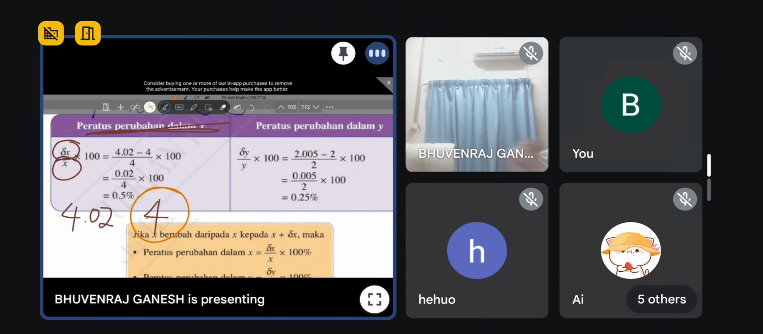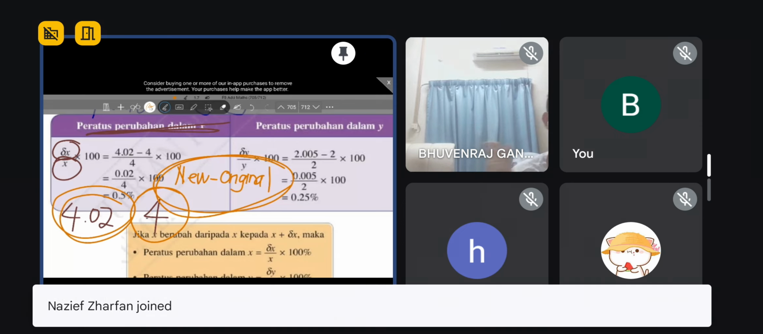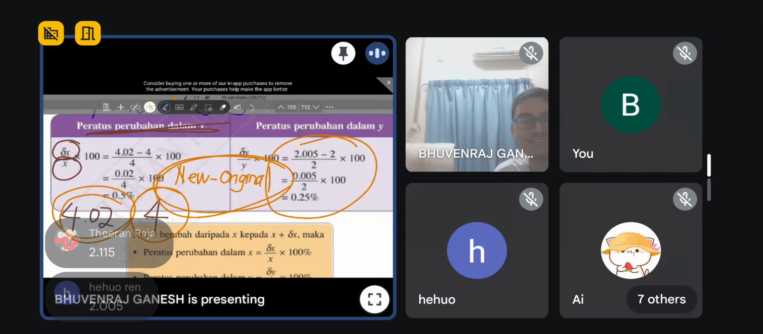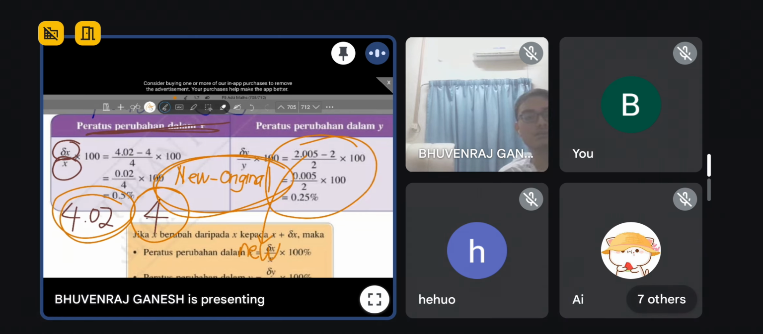4.02 minus 4. Remember, the concept is we always take the new minus original. This is the concept. Yang baru tolak asal. No matter what is the value. Tak kira nilai dia lebih rendah atau lebih tinggi. Okay, this is the concept. Always remember this. So means that 4 is the original. 4.02 nilai ni adalah nilai yang baru, the latest value. Okay, so you try again. This part, can anyone tell me which is the latest value? Mana adalah nilai yang baru? Yang sebelah kanan. Yes, 2.005. Very good. Okay, so this is the latest value. You must understand. Okay, so it's always the concept is new minus original, no matter what the value.